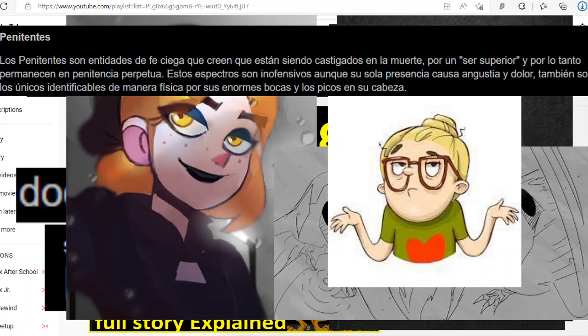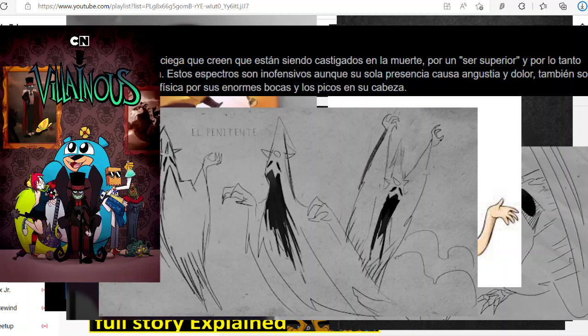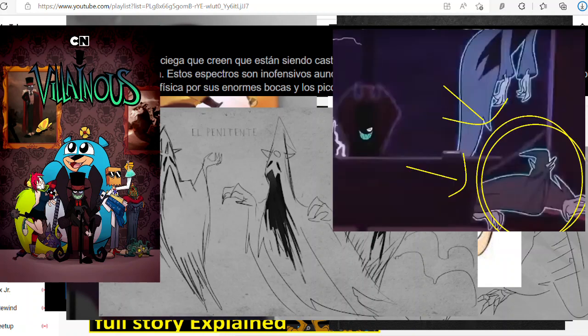Penitents are believed to be punished after death by a higher power. Of course, they're completely harmless, but they do have some side effects. They feel their pain and their sorrow, but other than that, they're pretty harmless. They are probably one of the most easily identifiable, with their huge mouths and spikes popping out, and they show a drawing of what it actually looks like. That's the first type, and yes, you have seen this ghost in Villainous, in episode 2 of Triple A. No, I think episode 3, the haunted house one, at the very end, when they made a deal with Black Cat, if you remember. Anyway, let's go to the second type, called the Beggar.